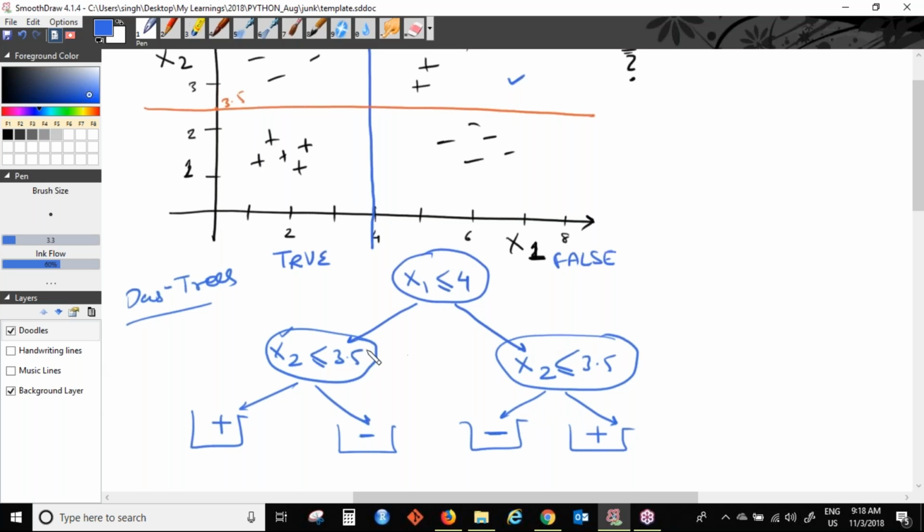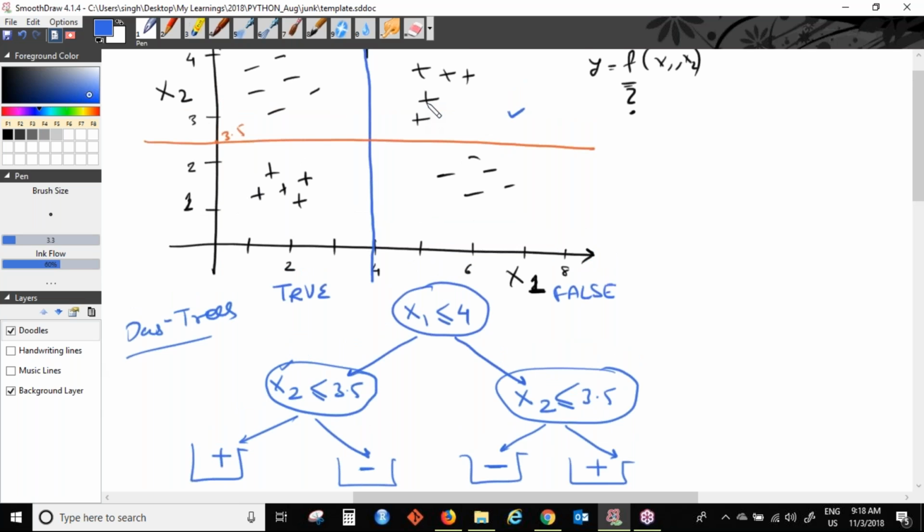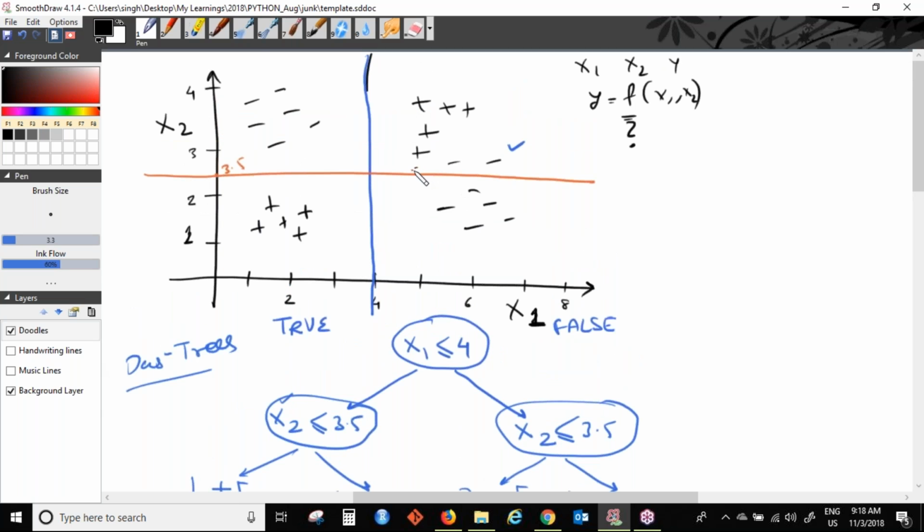You can have the same condition, you may not have the same condition. In this case, the same condition was giving us the solution, but you may have a different one also. Let's say if I had some minuses here, for example, then this line would move up. It depends on the data. So in this data, the same condition was enough.